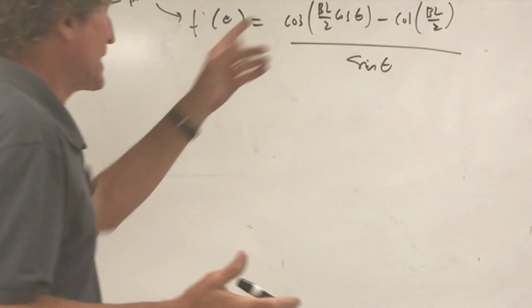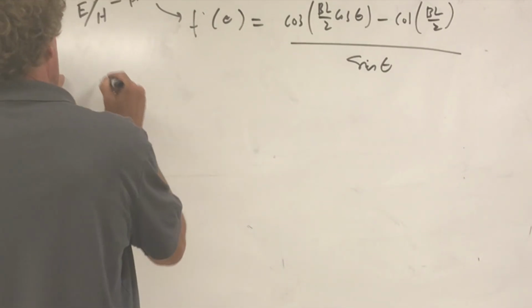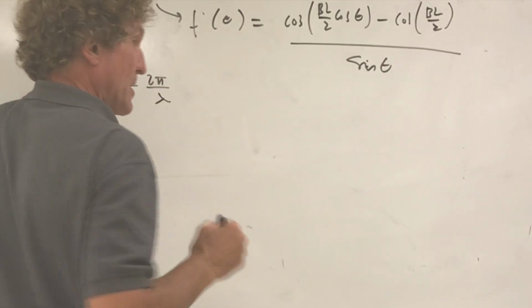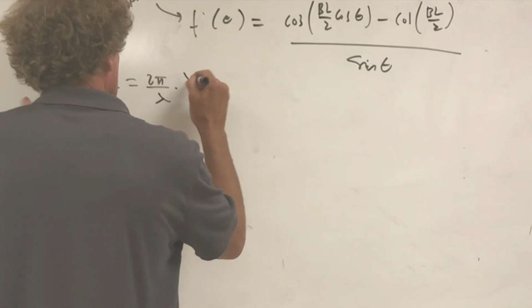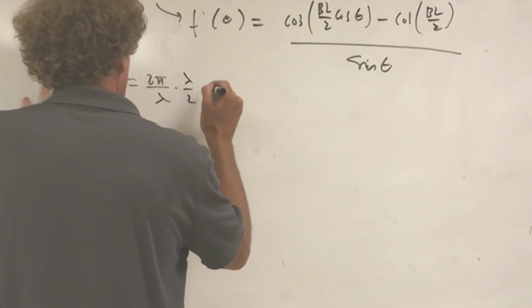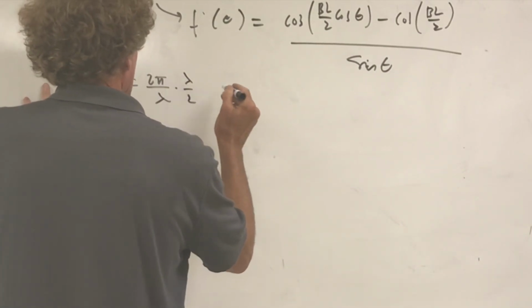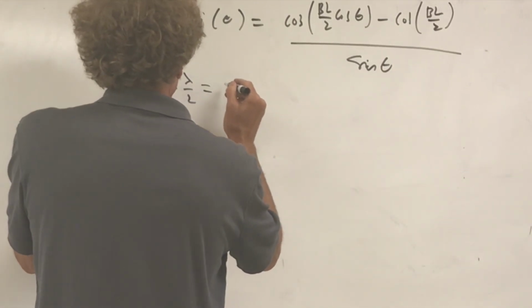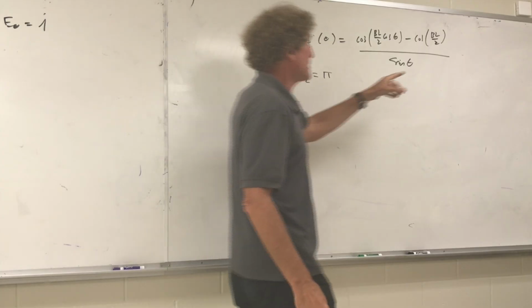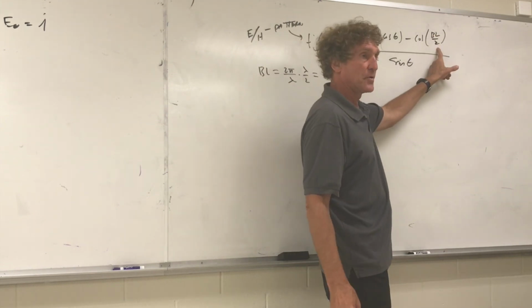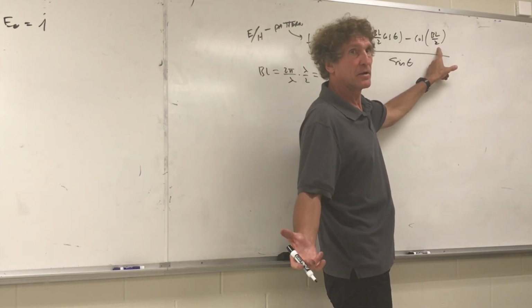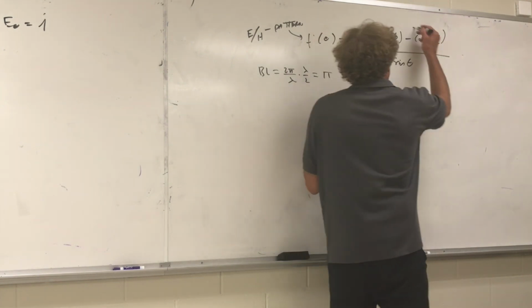Now, what is beta L? Let's do it this way. Well, beta is 2 pi over lambda, right? And length is lambda over 2, correct? So that means it's going to be simply pi, right? Then if I take pi over 2, what is the cosine of 90 degrees, the cosine of pi over 2? 0. It's 0. This goes away.